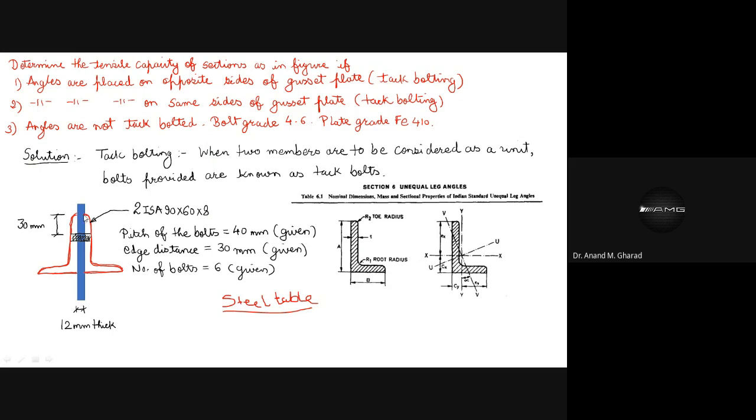So let us begin with this small numerical and see the application of the modes of failure we have learned. This numerical says: determine the tensile capacity of sections as shown in the figure. What you are supposed to check is the tensile capacity, if the angles are placed on opposite sides of the gusset plate with the help of tack bolting, and if the angles are placed on the same side of the gusset plate, again with the help of tack bolting.